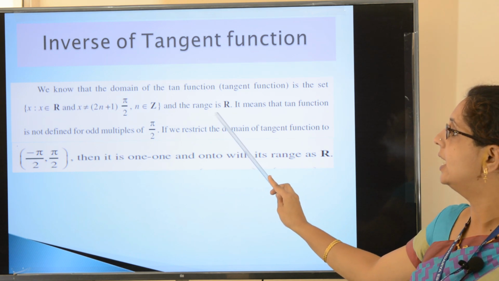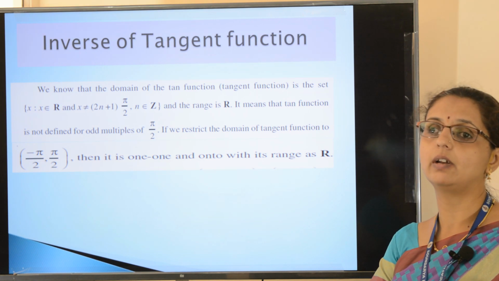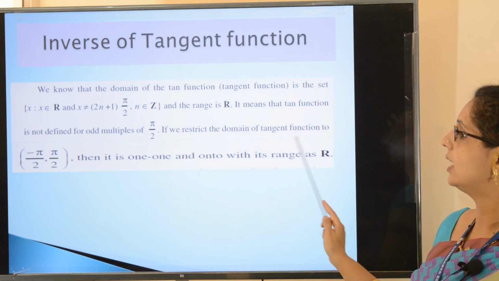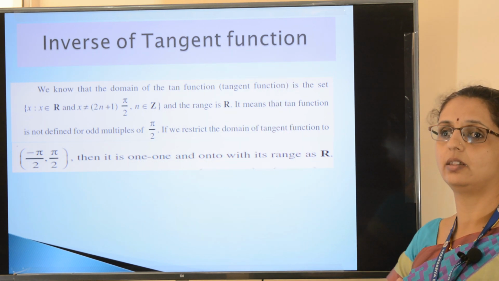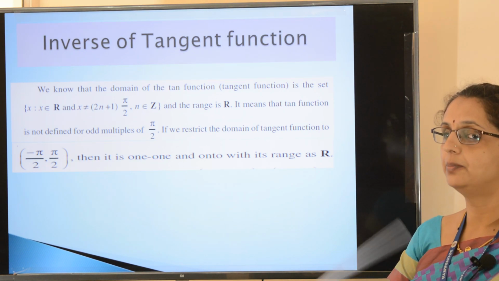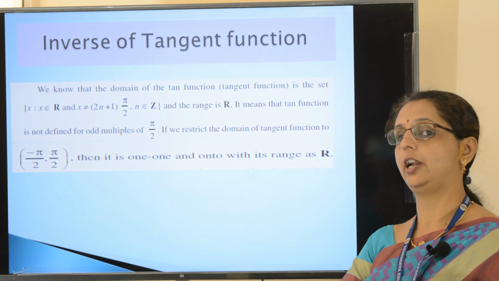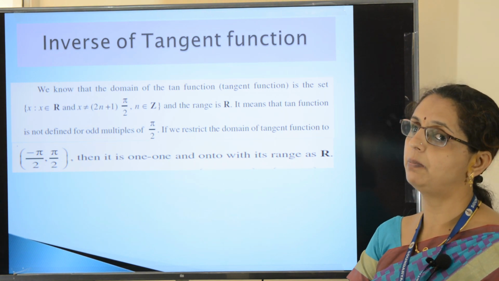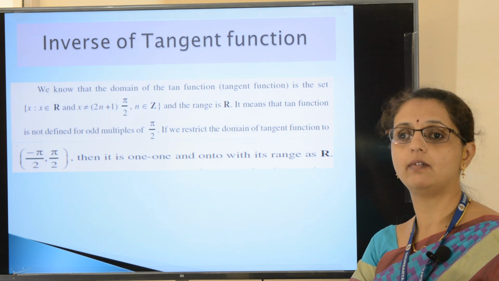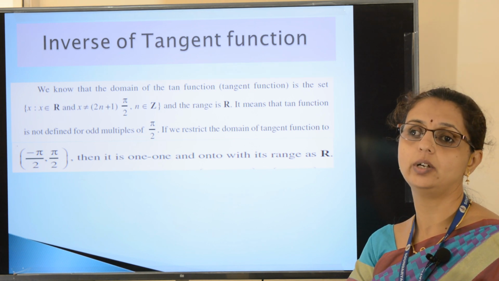So in order to make it one-one and onto, why do we have to make it one-one and onto? So that its inverse exists, isn't it? So I will restrict the domain to the open interval minus pi by 2 to plus pi by 2. Observe carefully, I have changed the closed interval to the open interval. Why did I do so? Because when I take the closed interval, we are permitted to put pi by 2 into the function, and we all know that tan of pi by 2 is undefined.